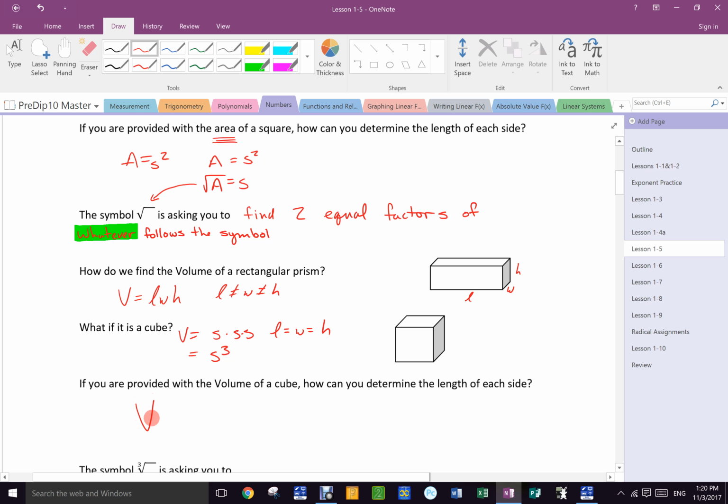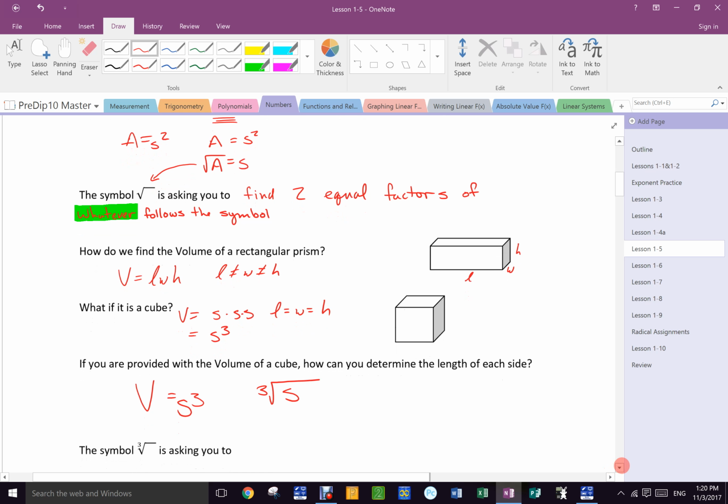Now you guys are smart kids. If you have the volume and you need the side, what are you going to do? No, you're not going to square root it. You're going to cube root S. Good luck. Bye, good luck, have fun.